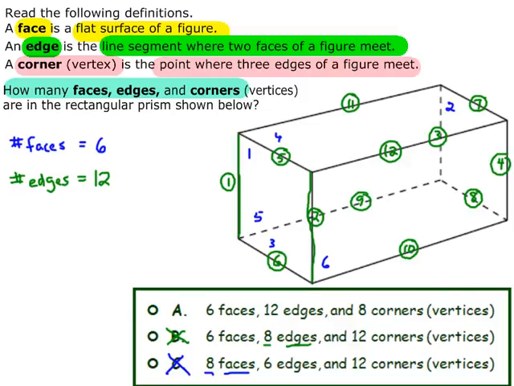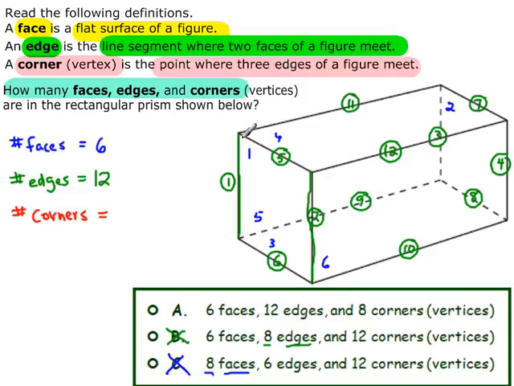Let's do that in a different color. Let's do that in red. So again, this is if you have time on a test, but then life isn't just tests, so you need to know how to do this anyway. So let's just go ahead and finish up the number of corners. So the number of corners, let's start with this corner, and a corner or vertex is the point where 3 edges meet.